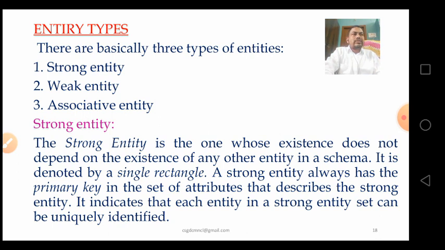What are the symbols used in diagrams? For example, rectangle, double rectangle, diamond shape, ellipse, underlined lines of ellipse, dotted ellipse, double ellipse. These were discussed in the previous class. Each and every symbol can be used to develop the entity relationship diagrams.